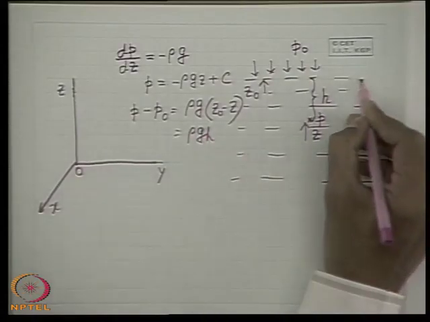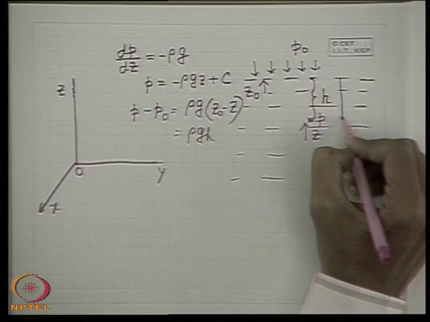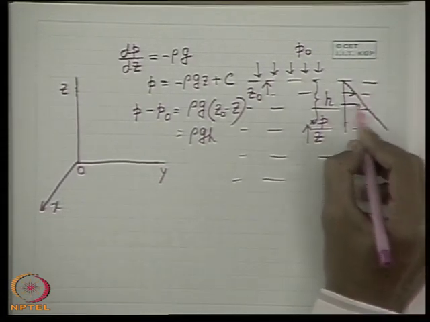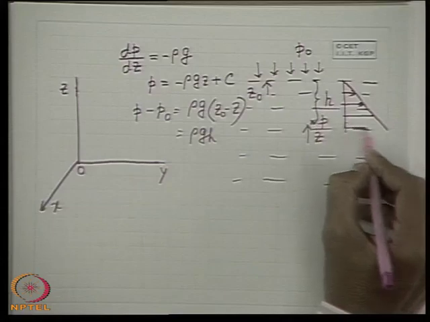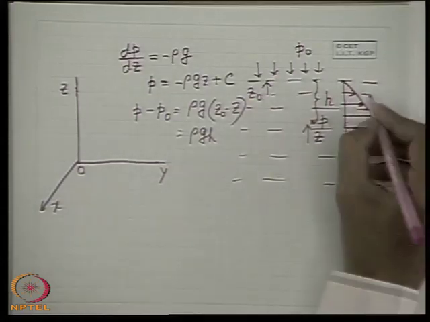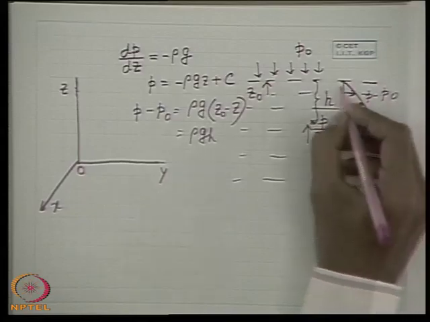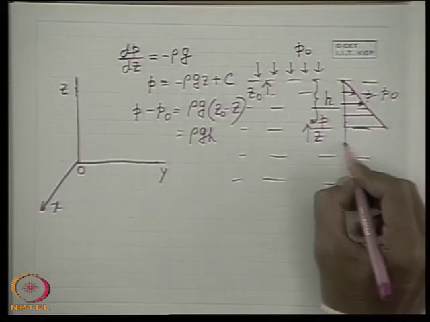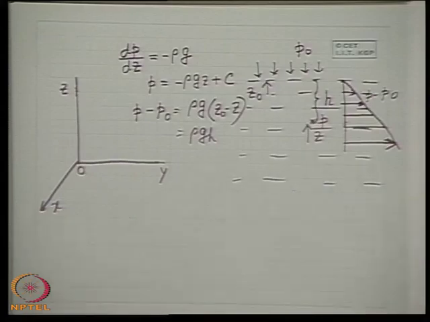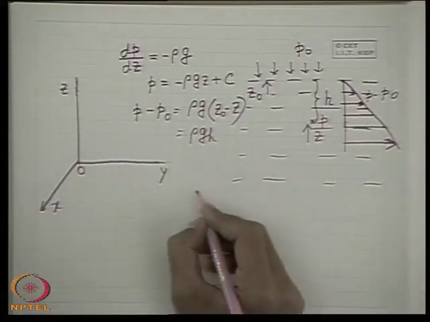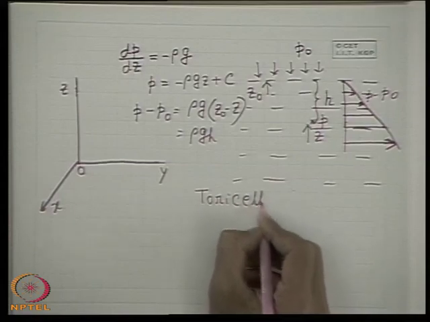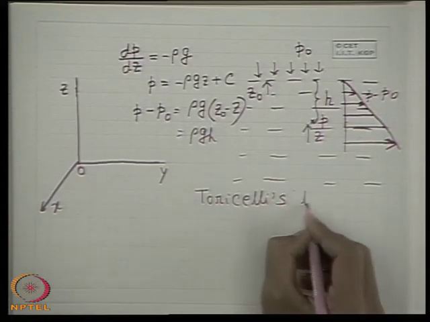So we see that P minus P0, the difference in pressure from the ambient pressure exerted on the free surface of an expanse of fluid, is a linear variation. It starts from 0 and linearly varies with the depth. And this formula was first found by the scientist Torricelli, and that is why it is known as Torricelli's Theorem.